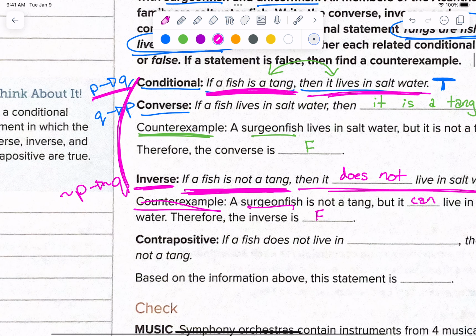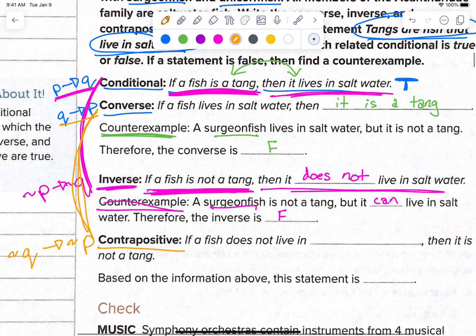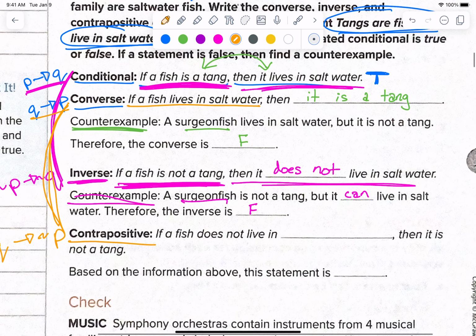All right. The last one is the contrapositive. I draw the contrapositive linked with the converse. The converse went Q→P. What does the contrapositive do? Not Q, not P. We do every combination. So the converse was, if a fish lives in salt water. This one says, if a fish does not live in salt water, then it is not a tang.